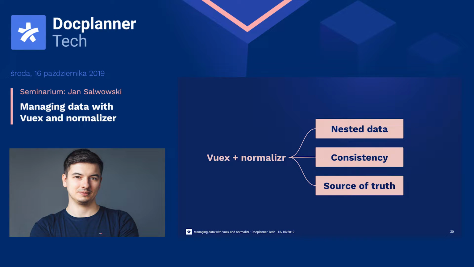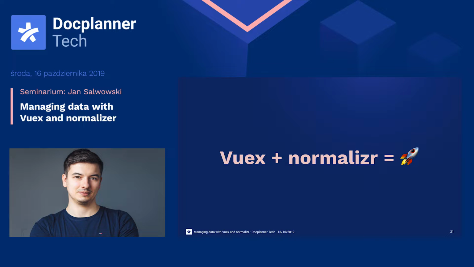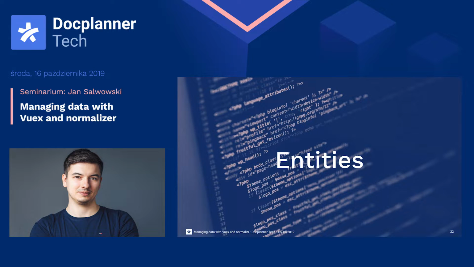So, if we combine Vuex and Normalizer, we will solve the nested data problem and consistency, because we will keep these things consistent as we keep them in one place, like in one Vuex module, and there will be one source of truth. So no matter that you will go to one page, then to another, and get back, the data will be the same. This is like a super combo solution, and it's really lightweight. But first, let's define some things.